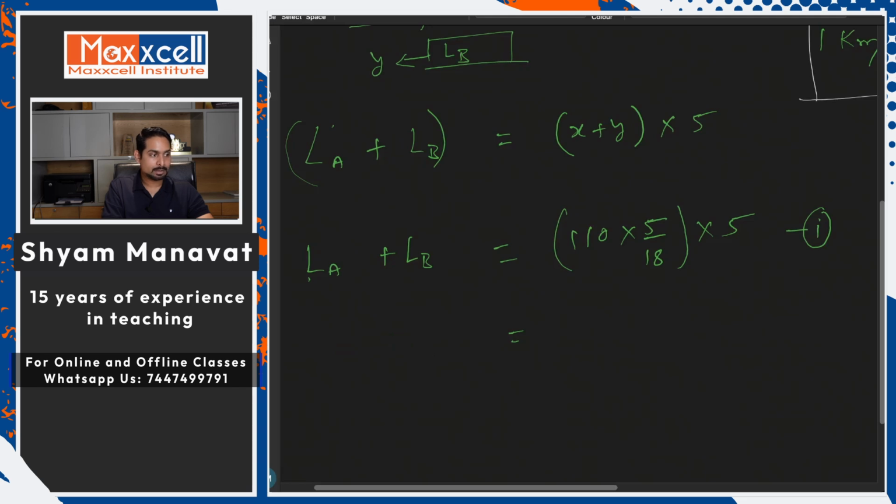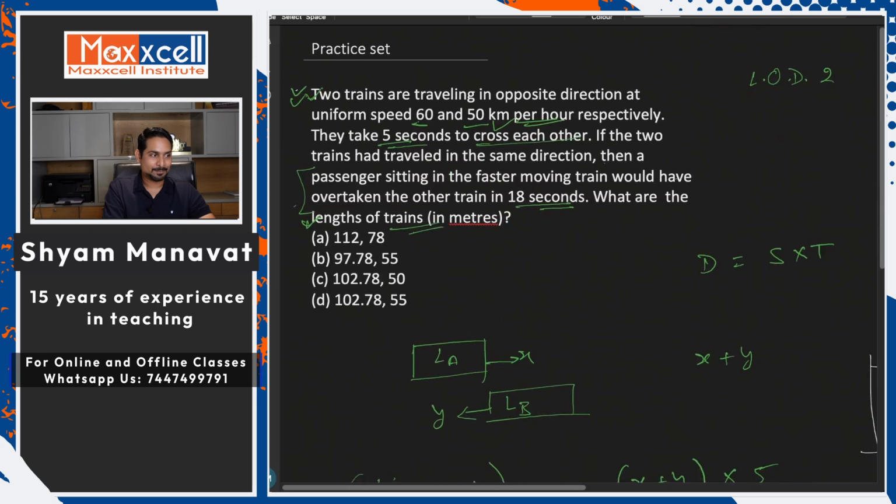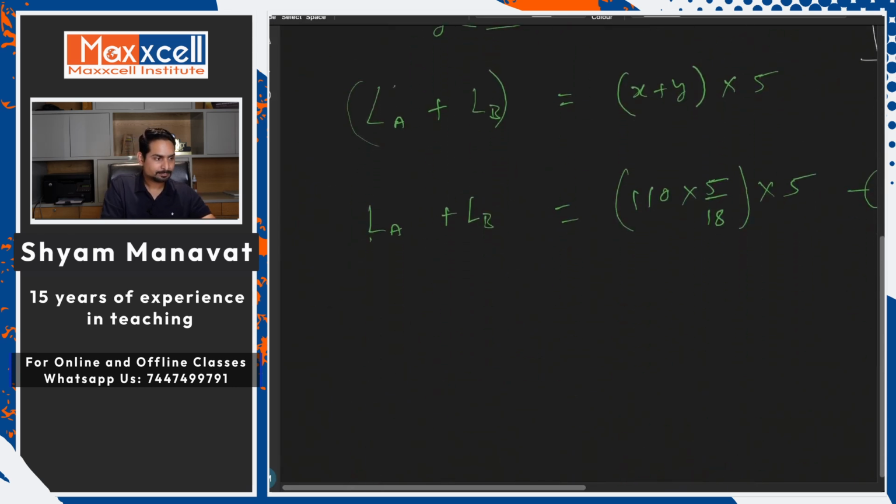Now the next statement is quite amazing. Here it's not about the faster train alone, it's about when they are moving in the same direction, then a passenger sitting in the faster moving train. That means the faster train here, there is a passenger sitting here.